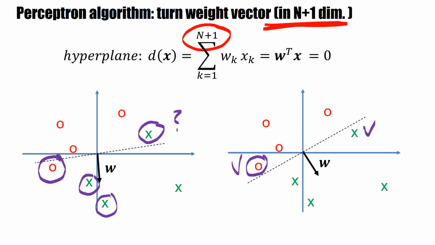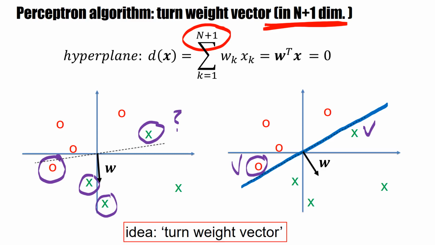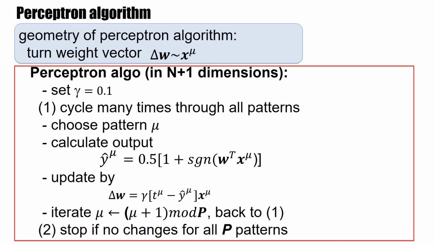So if a problem is linearly separable, then somehow we should turn the hyperplane such that in the end the hyperplane nicely separates the positive examples, the green crosses, from the negative examples, the red circles. So the idea is a learning algorithm should turn the weight vector. And here is the algorithm.